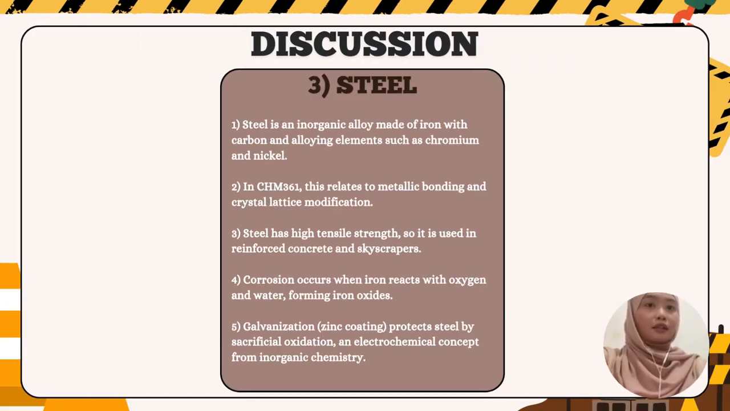So next, we have steel. Steel is an inorganic alloy made of iron with carbon and alloying elements such as chromium and nickel. In Chemistry 361, this relates to metallic bonding and crystal lattice modification. Steel has high tensile strength, so it is used in reinforced concrete and skyscrapers. Corrosion occurs when iron reacts with oxygen and water, forming iron oxides. Galvanization, which is zinc coating, protects steel by sacrificial oxidation, an electrochemical concept from inorganic chemistry.